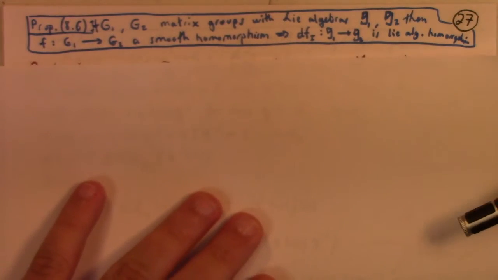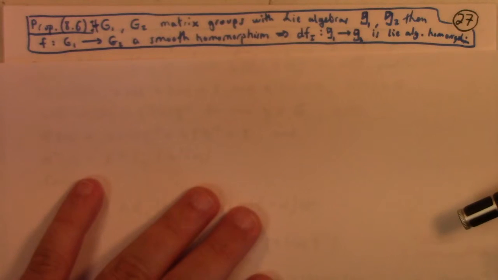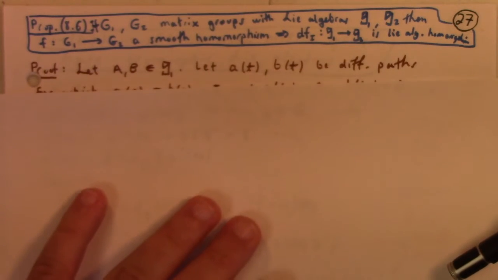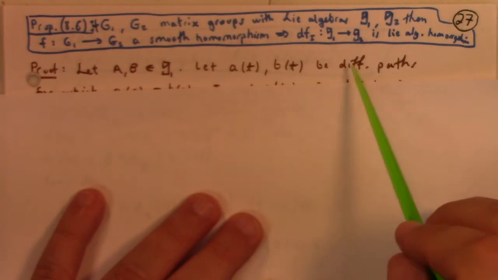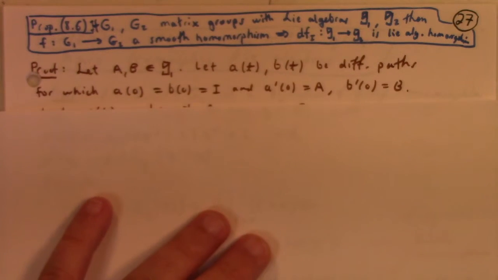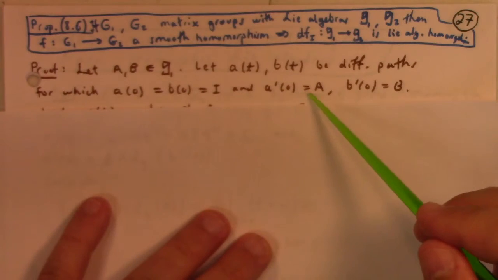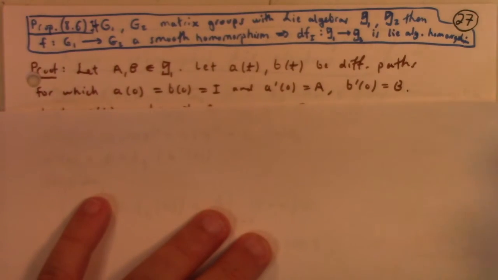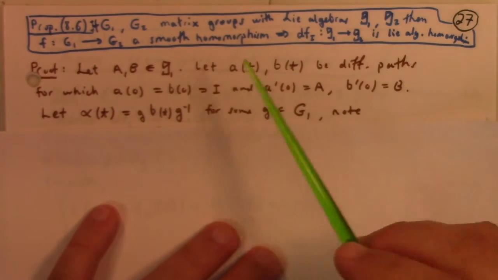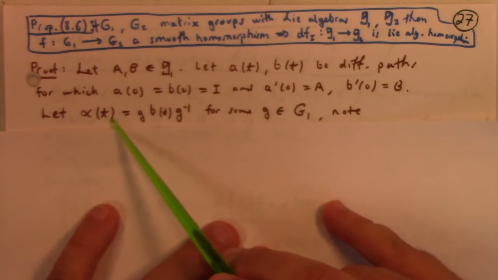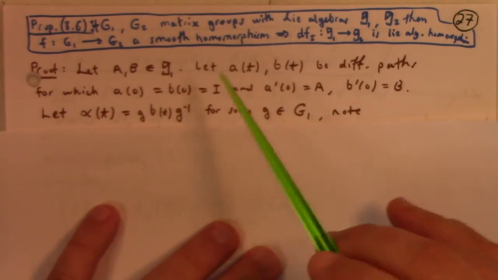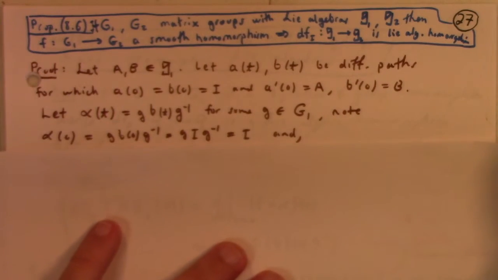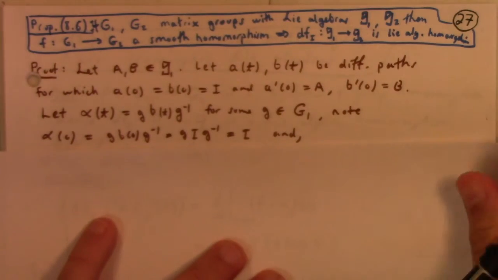So here's the theorem again. Group homomorphisms give you Lie algebra homomorphisms. So if I have A and B in g1, I can let A(t) and B(t) be differentiable paths which go through the identity, and the velocity vectors of the paths reproduce A and B. Now, let alpha(t) be the conjugate map by g of B(t), so g B(t) g inverse, for some g in G1. And note that alpha(0), of course, is I.